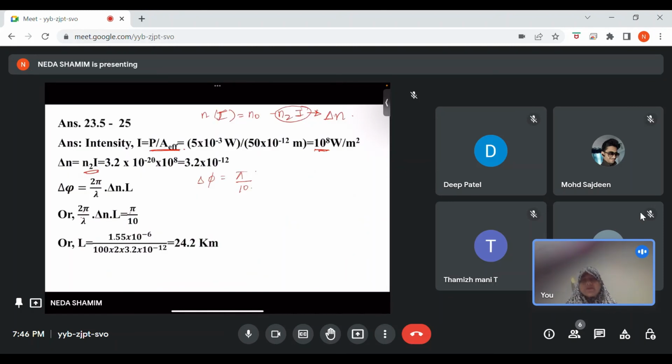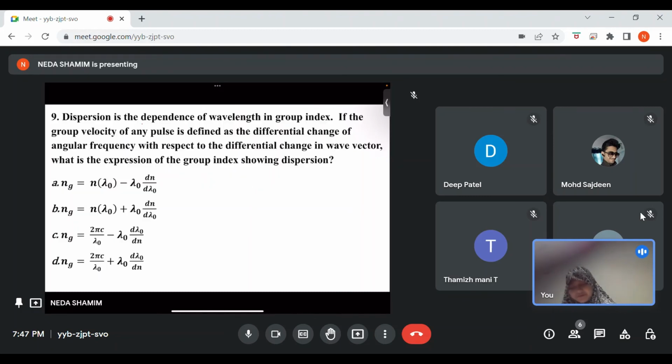Now let us move on to the next question. We will now study the dispersion relation, that is, how the refractive index varies with wavelength. So what is dispersion over here? It is the dependence of the refractive index on the wavelength, on the group index. Group index over here is the refractive index, I'm telling you.